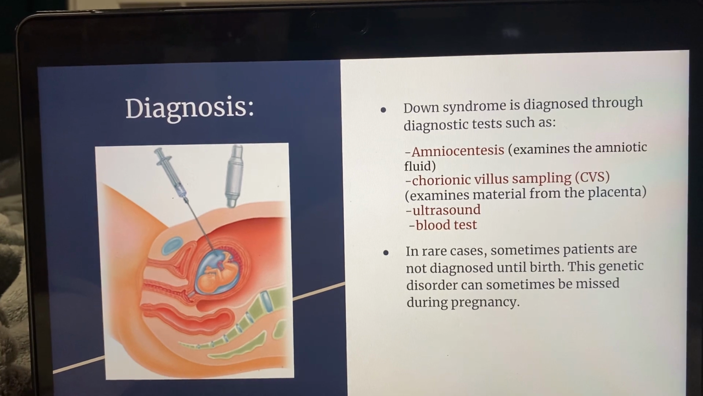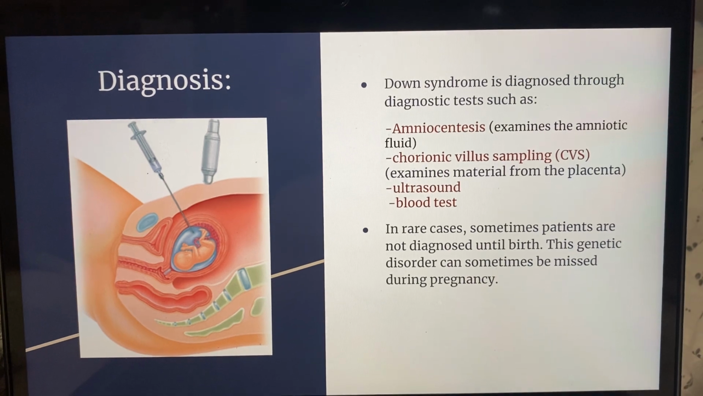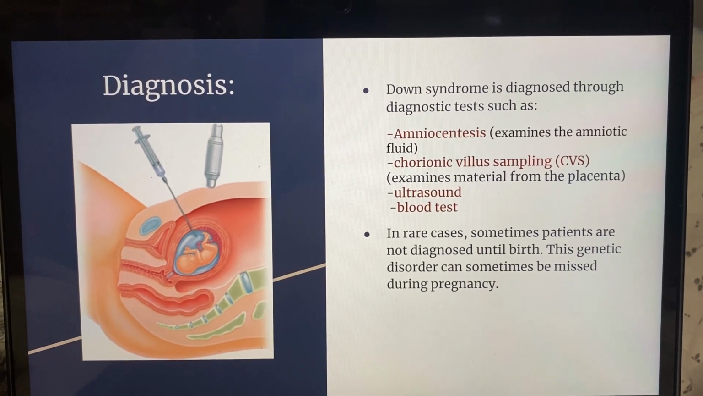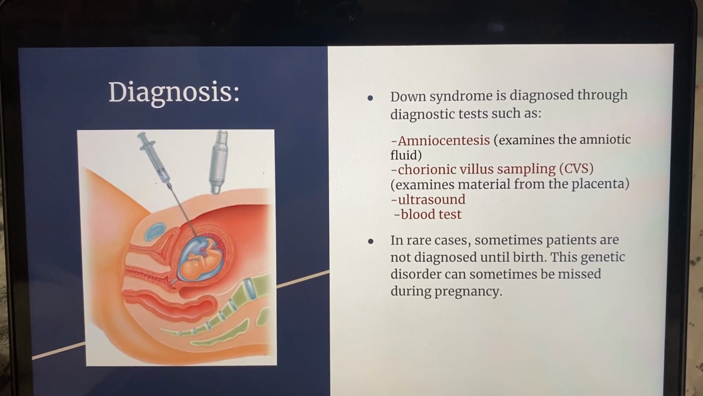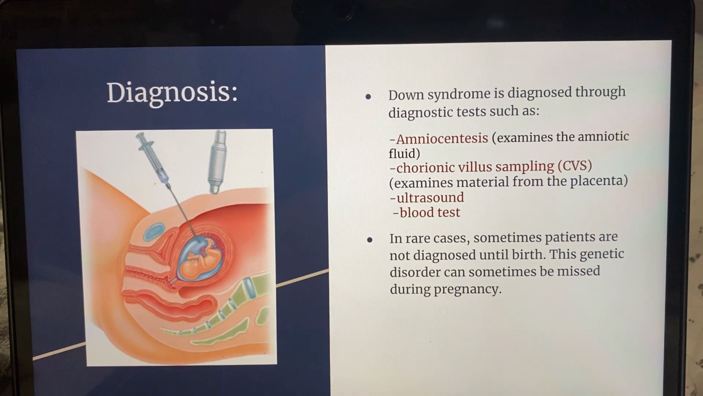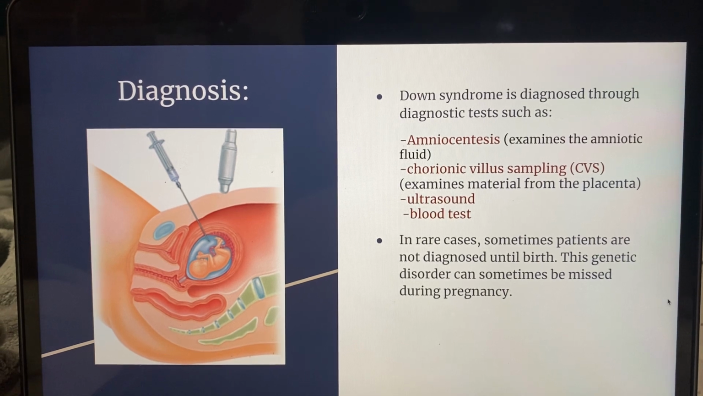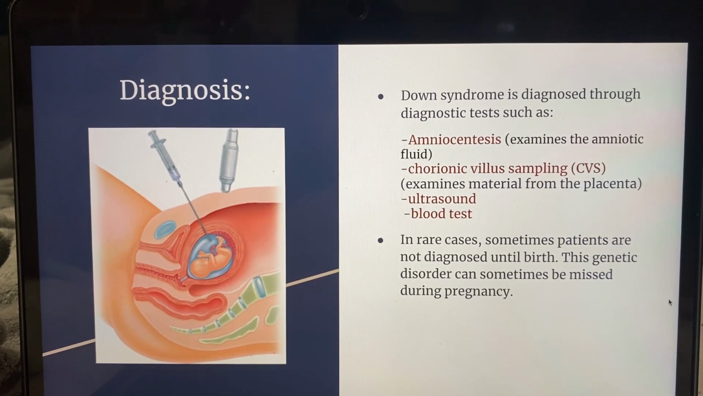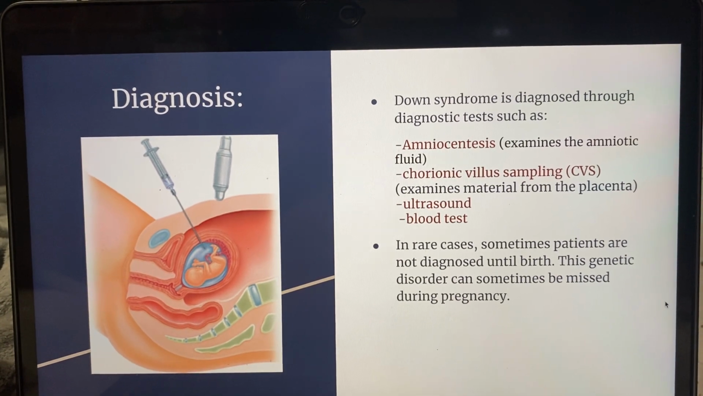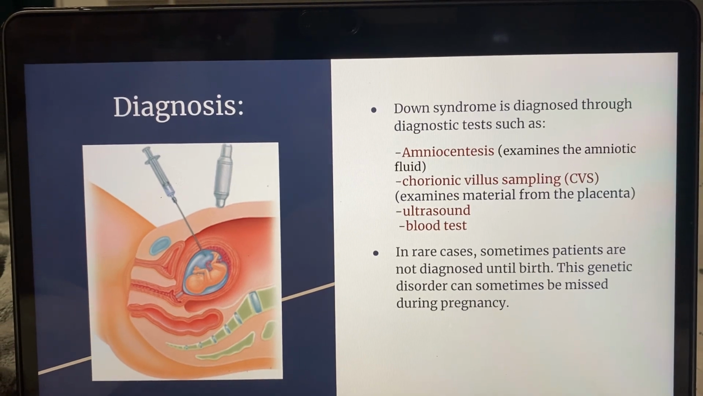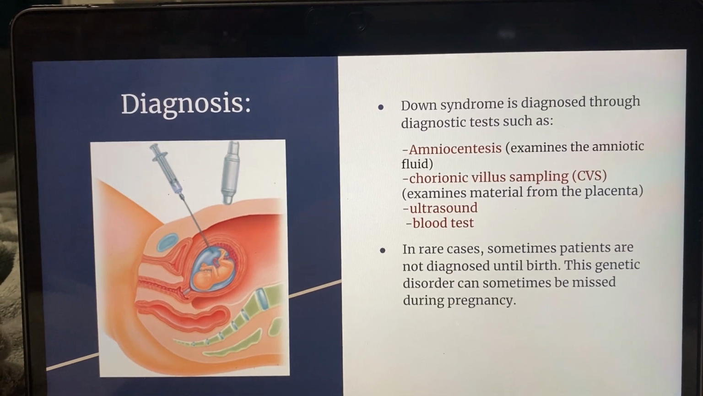So diagnosis, I put a couple on here of how usually Down syndrome is diagnosed. Going through them, amniocentesis is when there's an examination of the amniotic fluid. As you can see, there's a picture on the slide that shows what that might look like. And then CVS is when there's an examination of the placenta. Currently, the most common ones are ultrasound and blood test. Those are usually where Down syndrome gets diagnosed. And then in some rare cases, unfortunately, they don't get diagnosed during pregnancy, and they find out at birth because of those phenotypes we spoke about earlier.